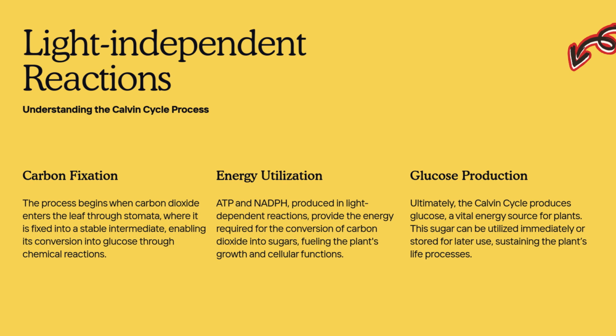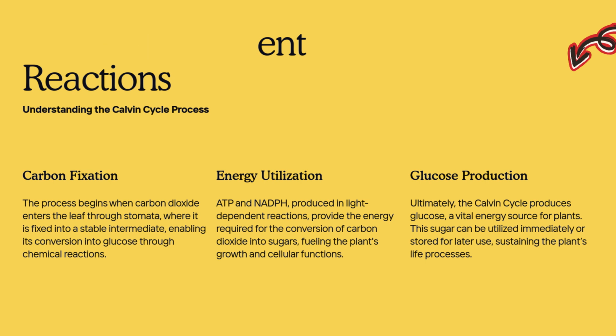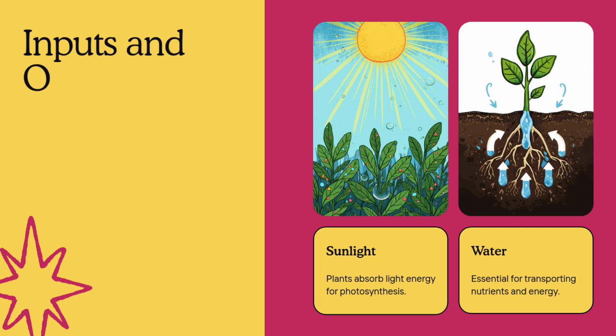Step 5: regeneration of RuBP. The remaining G3P molecules are used to regenerate RuBP, the molecule that started the cycle. This allows the Calvin cycle to continue repeating as long as carbon dioxide and energy molecules are available. Inputs: what plants need.